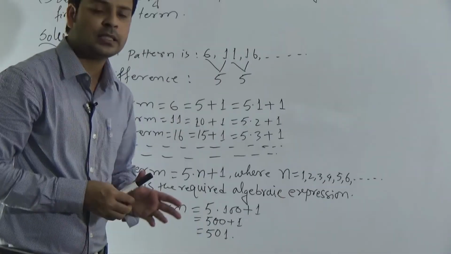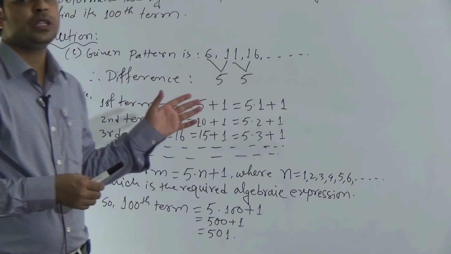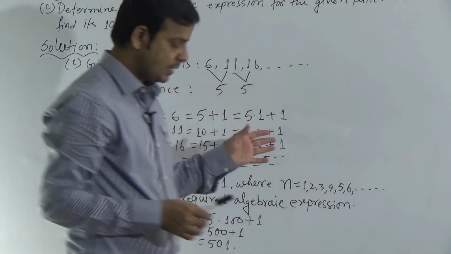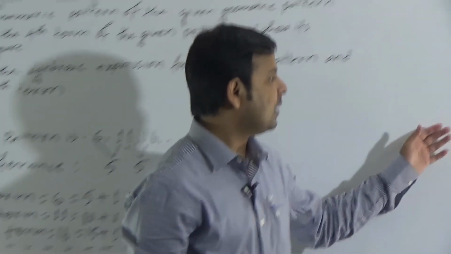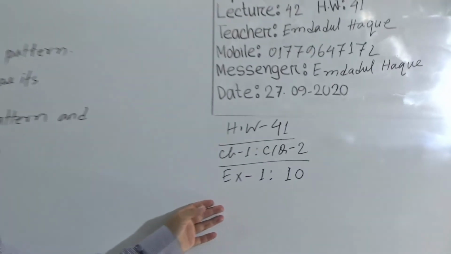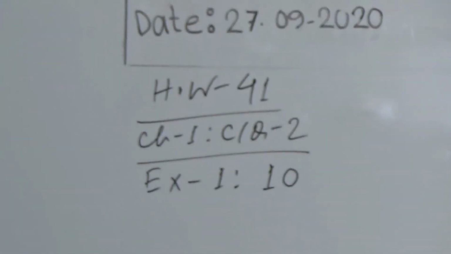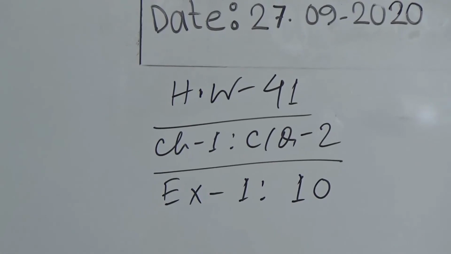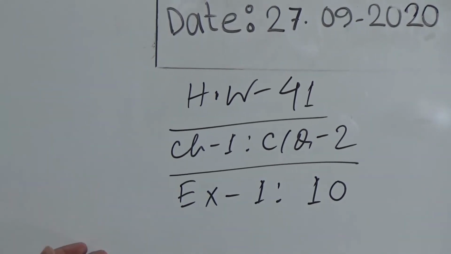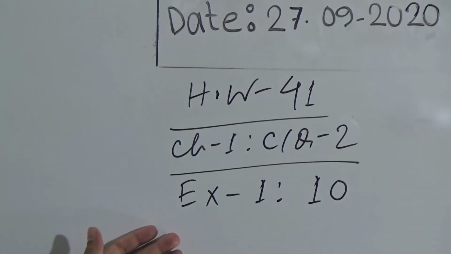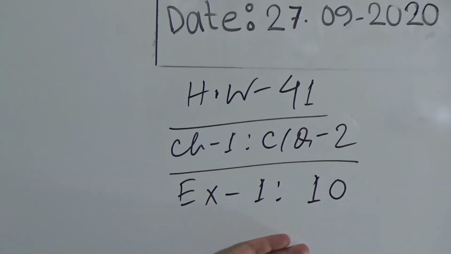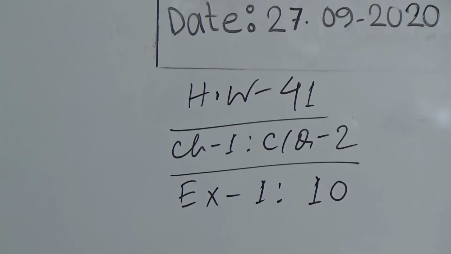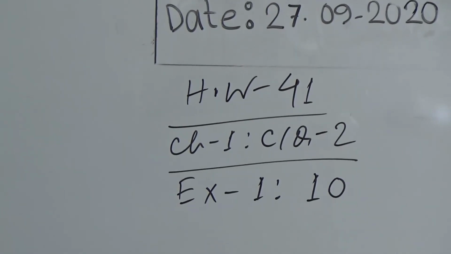Okay, dear students, I hope you have understood our today's lecture. That's all for today, and a homework is given for your annual examination. This is homework 41. At the beginning of the class, I told you that this is your creative question 2 from chapter 1, and you will get this question in your book in exercise 1, question 10. This is a creative question. Solve this one as your homework and submit it next Sunday.